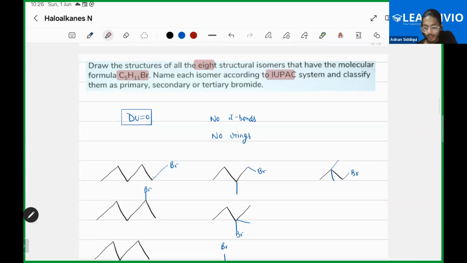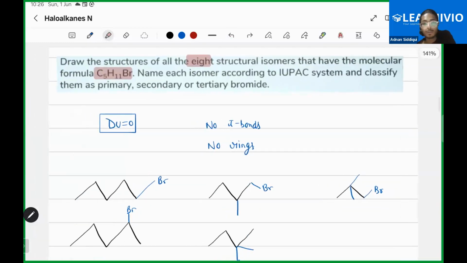And you have to also give the IUPAC naming for them and classify them as primary, secondary, and tertiary, right? So the first step to draw the isomer is to calculate the degree of unsaturation. If you calculate the degree of unsaturation for this molecular formula, what value are we going to get?